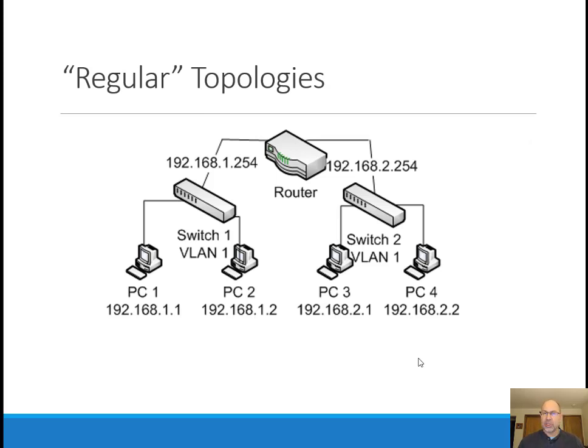Now let's remind ourselves what a regular sort of topology looks like. If we have a couple of switches, and we have a couple of nodes on each one of those switches, and the nodes on each switch are in their own network, then we would connect up a router, and the router would take up a port on each switch and have an IP address on the router for each interface. And the router interfaces would be the default gateways for the various hosts in this particular topology. So very straightforward. But now we also know that the switches have, by default, all the ports in VLAN 1.